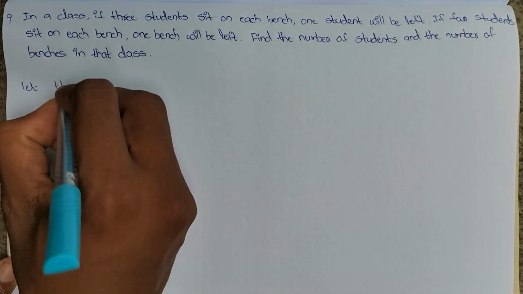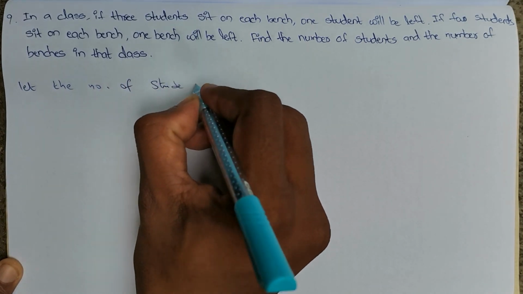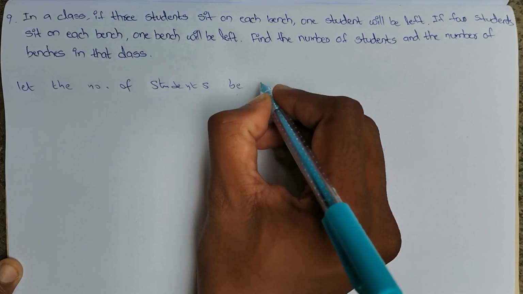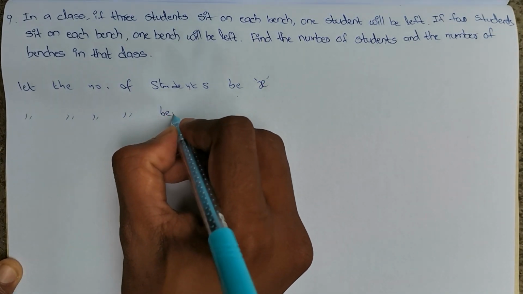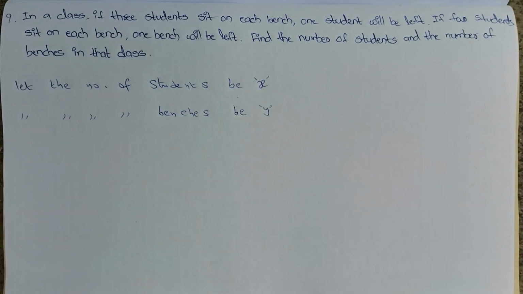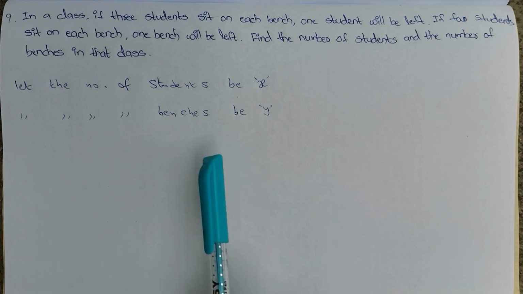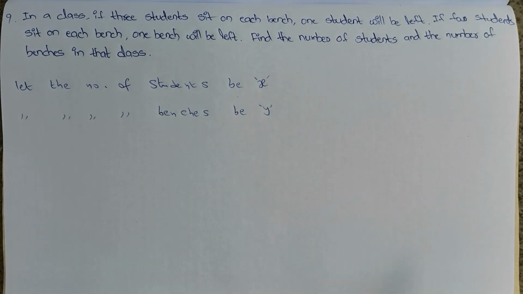Let the number of students be x, let the number of benches be y. We don't know how many students are there and how many benches are there. That's why I'm taking students as x and benches as y. So let us check the first condition.